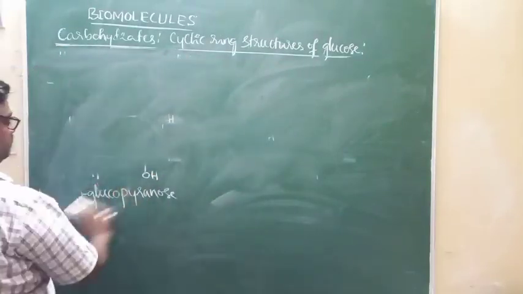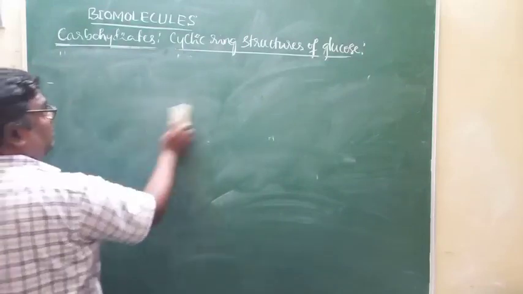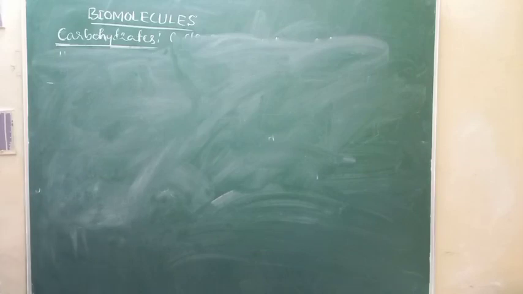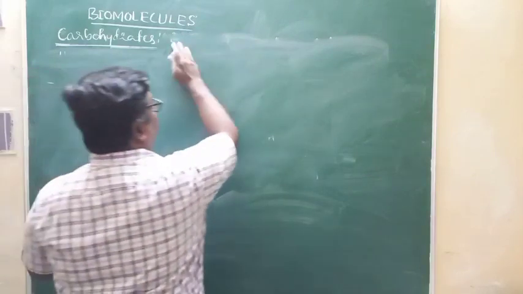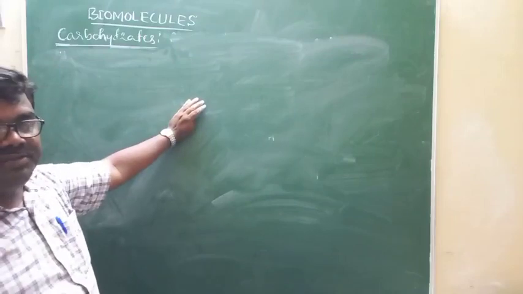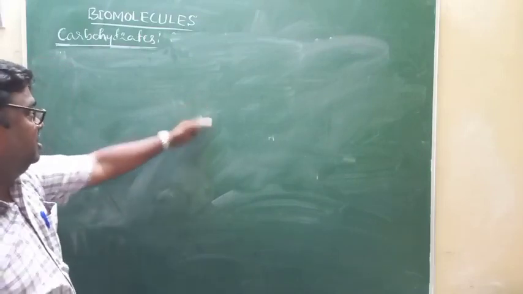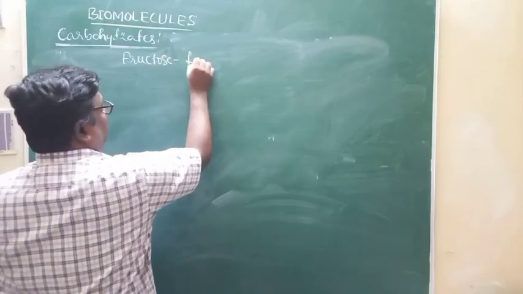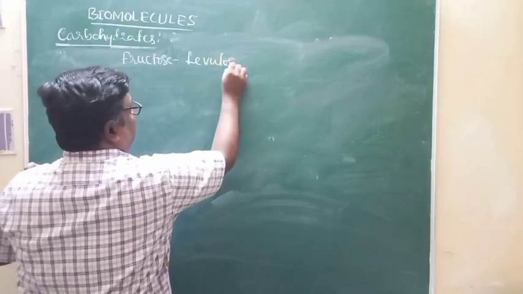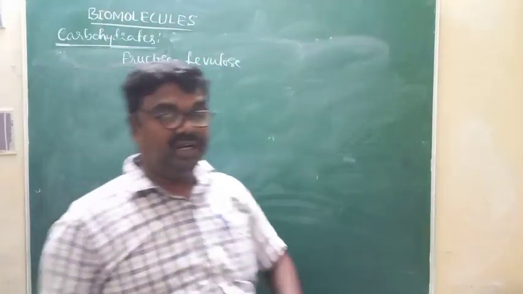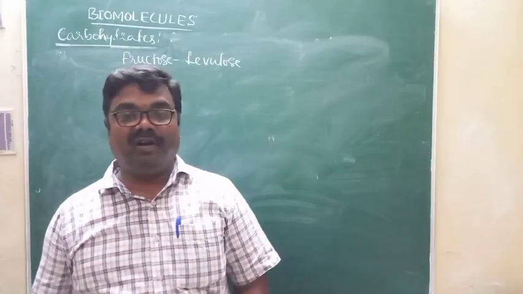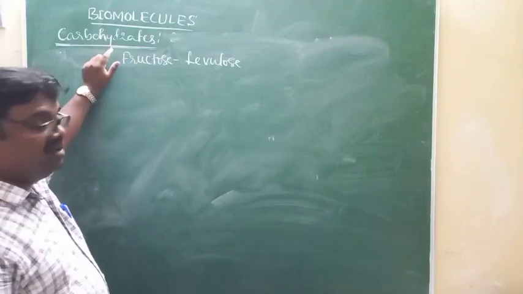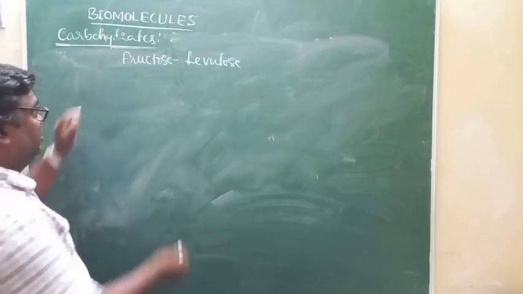Now at this moment we'll go to one more monosaccharide, that is fructose. It is one of the monosaccharides, and of course fructose is the sweetest naturally occurring sugar. It is also known as levulose because fructose is levorotatory. It rotates the plane of plane polarized light in the anticlockwise direction, therefore it is levulose because of the levorotatory nature of fructose.